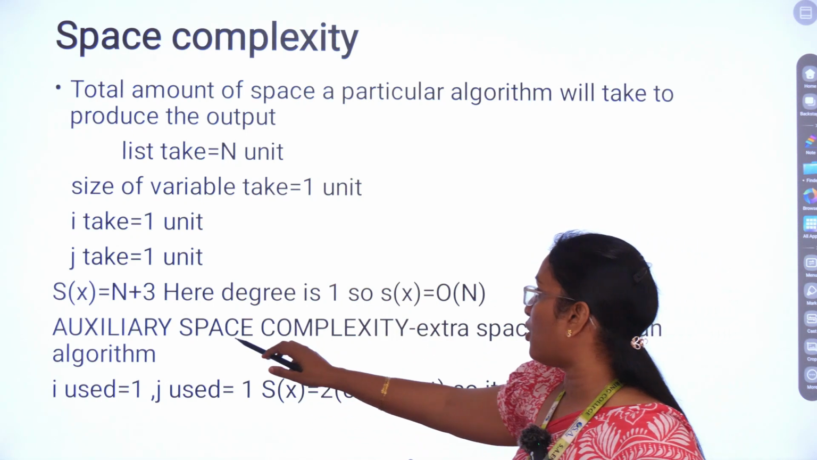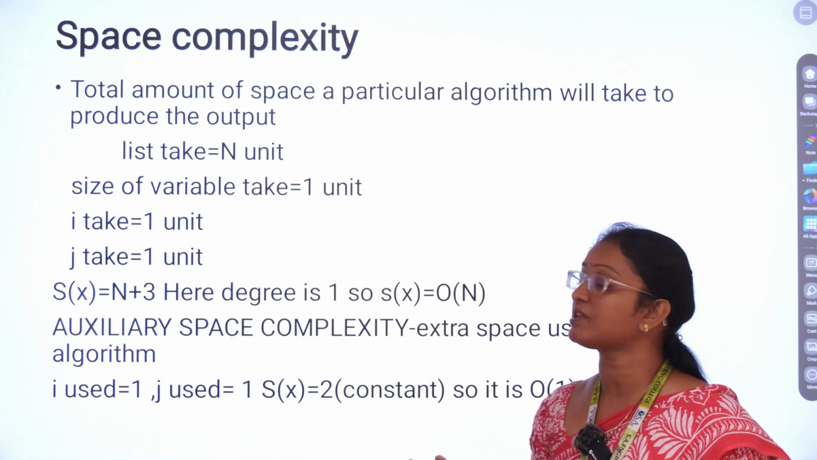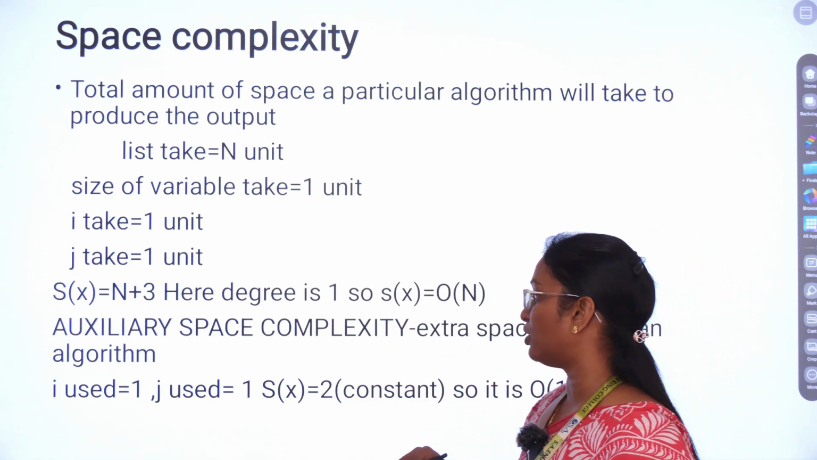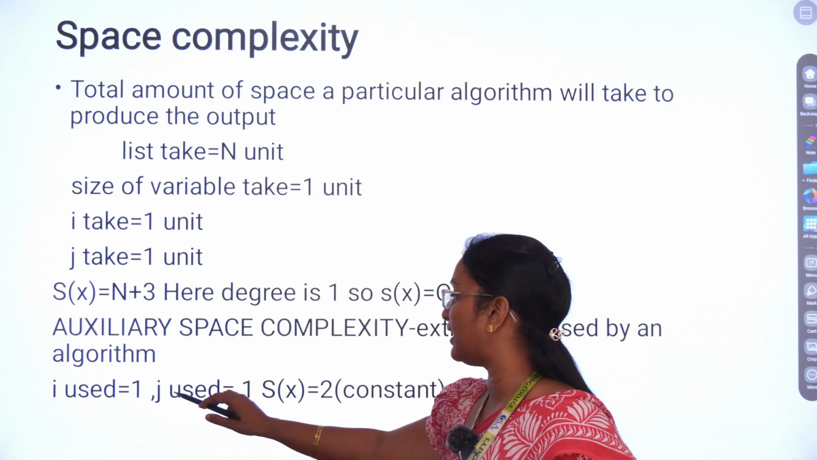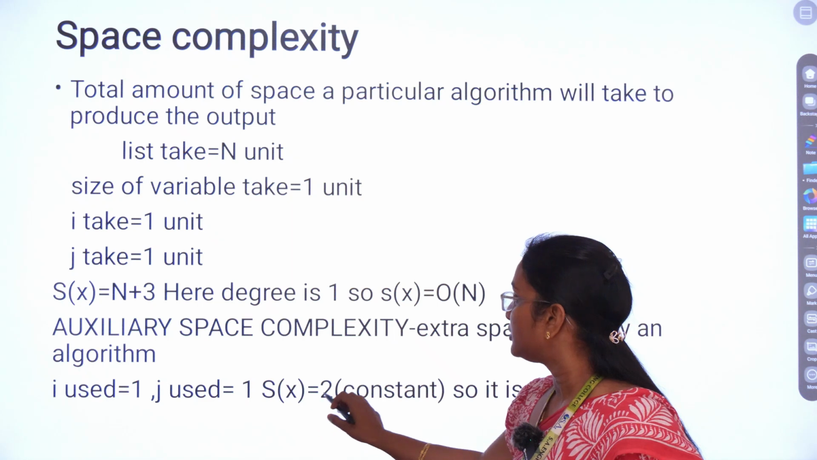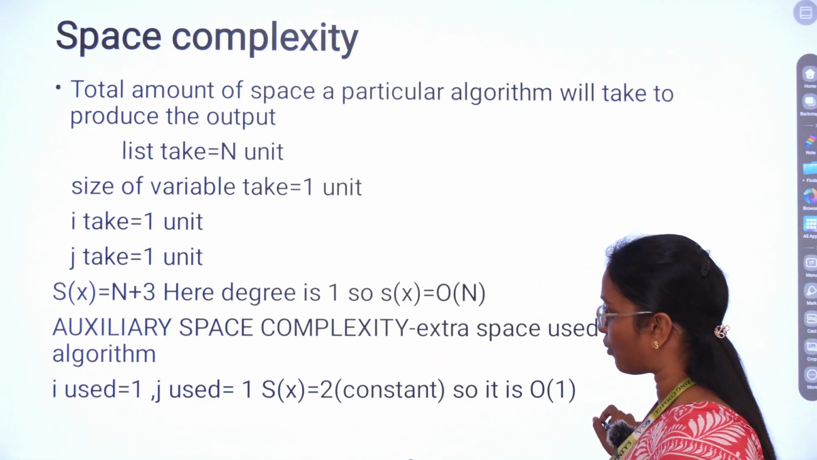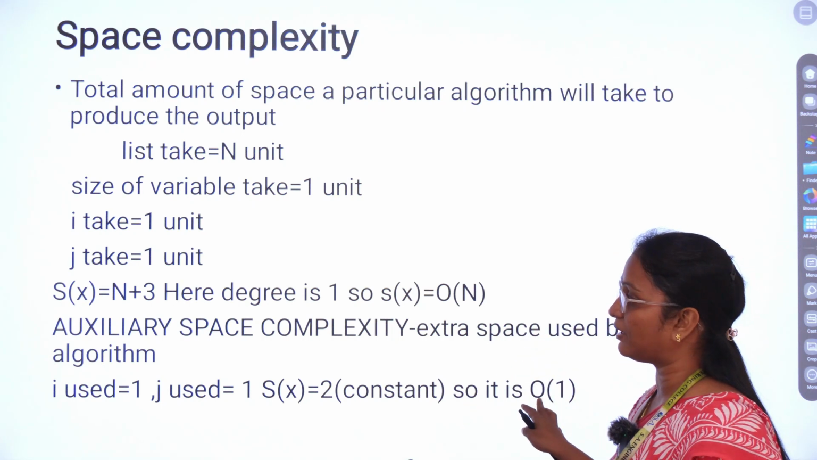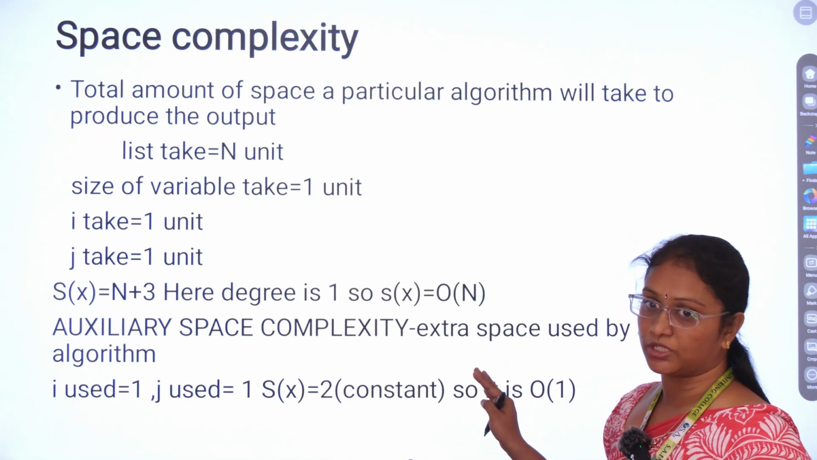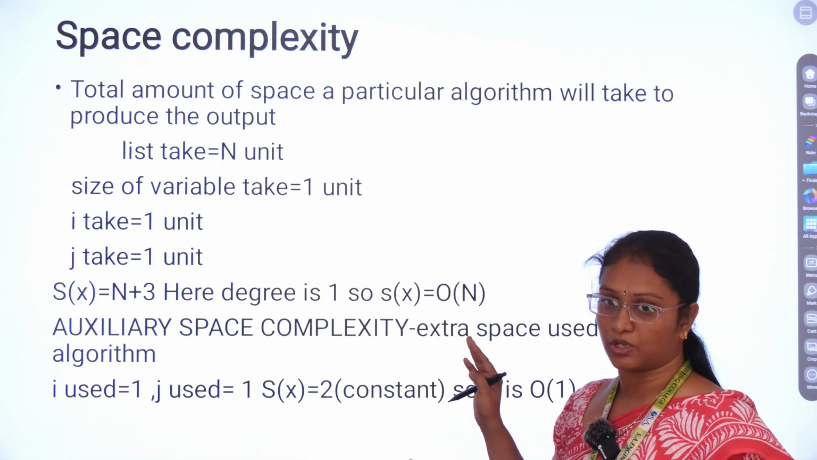Okay, next, auxiliary space complexity. Auxiliary space complexity is nothing but the extra space used by an algorithm. Here in this algorithm, i and j only use one extra space each. So overall auxiliary space complexity is 2. Here it is a constant value, so it becomes order of 1. For this reason it is called an in place sorting algorithm. Selection sort algorithm is also called an in place sorting algorithm.